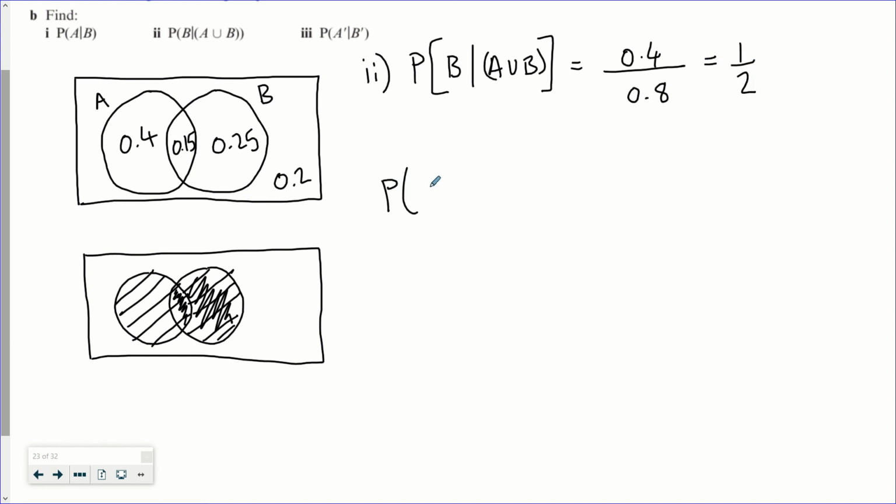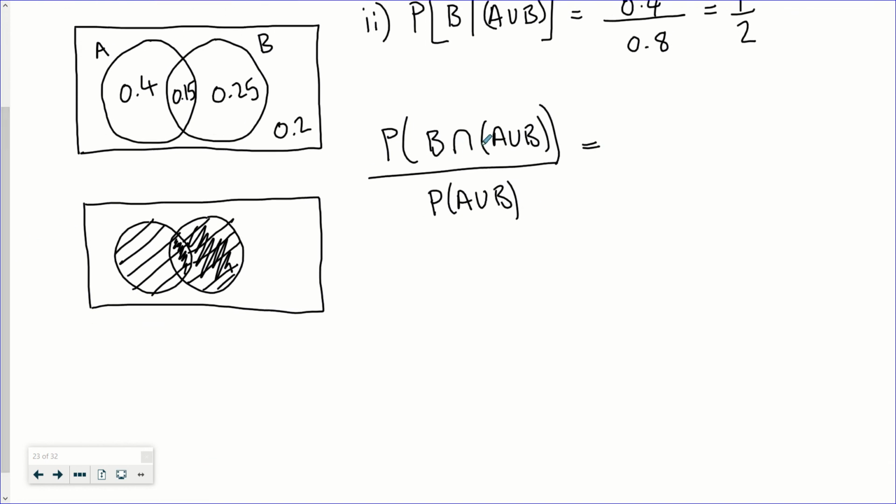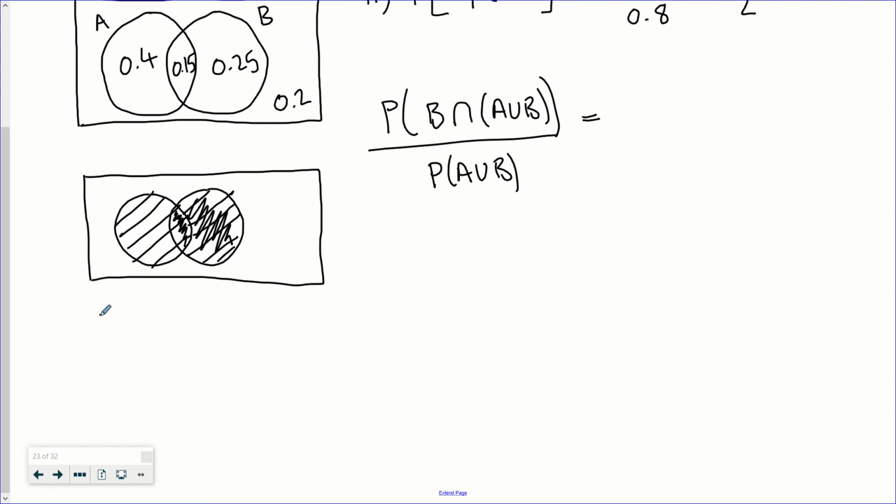If we were to use the formula, then it would be the probability of both of these two events happening, so the probability of B happening and the probability of A or B happening, divided by the probability of A or B happening. So the probability of B happening and A or B happening, let's try and work out what that region is. So we're going to try and sketch this region B and A or B.